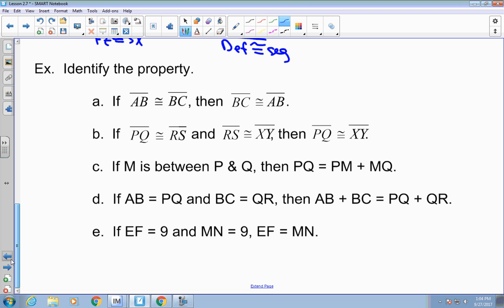Identify the property. If AB is congruent to BC, then BC is congruent to AB. What is that? Not transitive. Symmetric. Okay, if PQ is congruent to RS, and RS is congruent to XY, then PQ is congruent to XY. So that's transitive. Okay, if M is between P and Q, then PQ equals PM plus MQ. That's segment addition. If you don't recognize that, draw a picture. I think it might help.